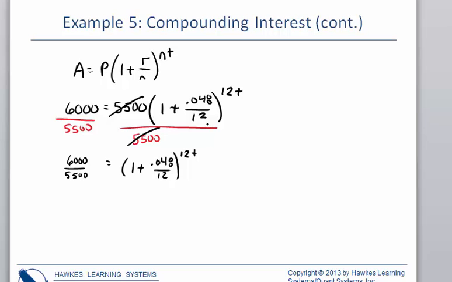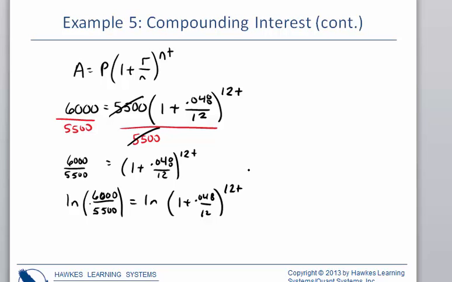And so I'm going to take the log of both sides of the equation. You can either use the common log or you can use the natural log. It does not make any difference. I'm going to use the natural log here. And so I'm going to take the natural log of this 6,000 over 5,500, and I'm going to take the natural log of (1 plus 0.048 over 12) raised to the 12t. And once I do that, then I can take this 12t and move it to the front.